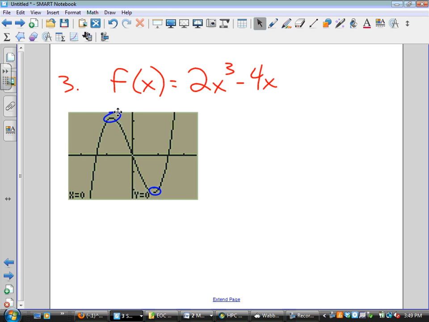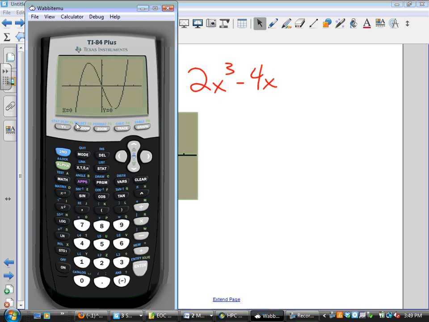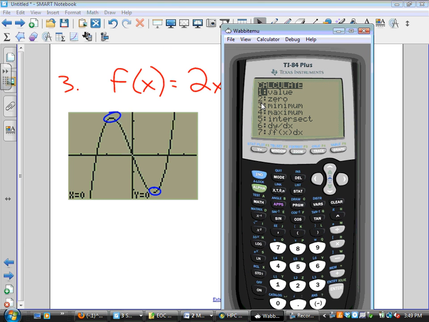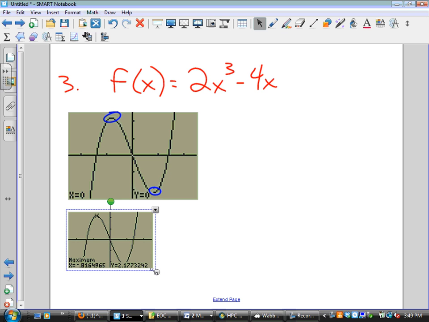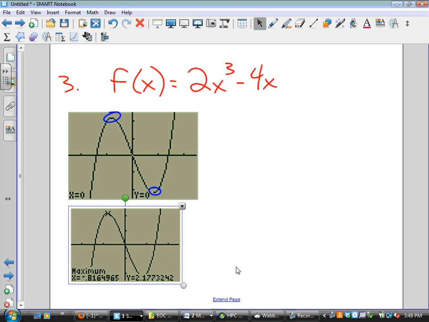So to do that, we can go back to our calculator, and we can do second calculate. And then if we want to find the maximum, we can go down to number 4, maximum, press enter. And notice it says left bound, so we want to go to the left of where we know the maximum is. And then it says right bound. We want to go to the right of where we know the maximum is. And then it's going to ask us to approximate where we think it is. Press enter. And here we go. We get that the maximum happens when x is negative 0.816.